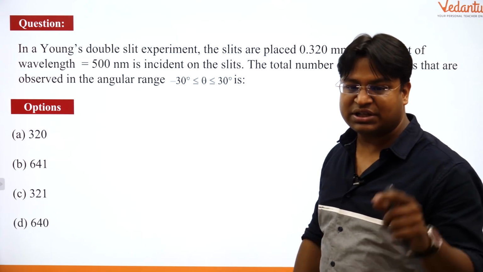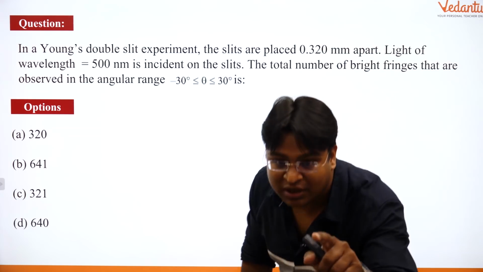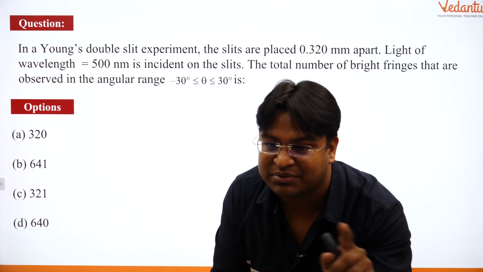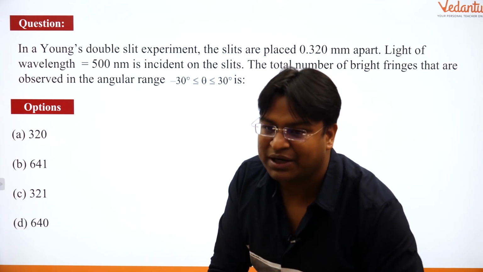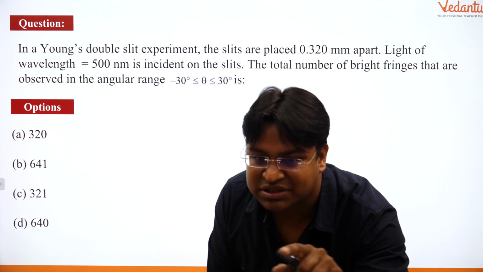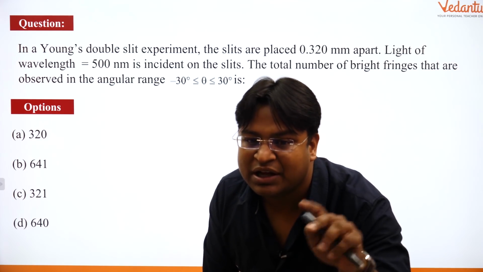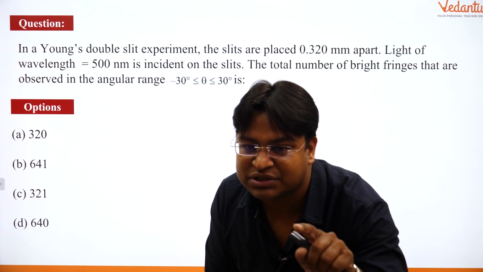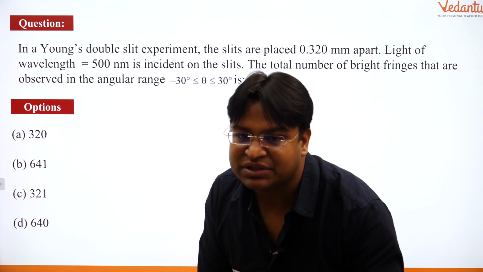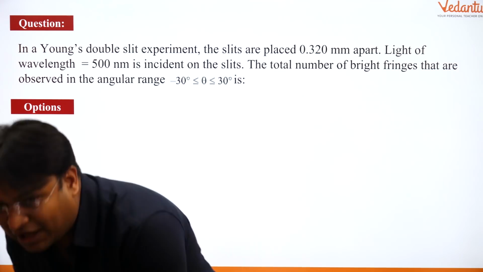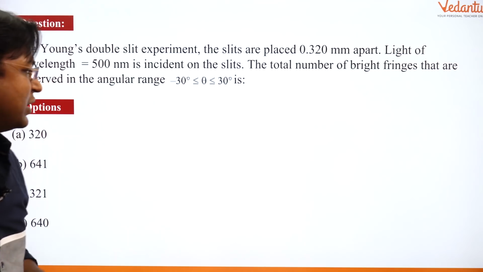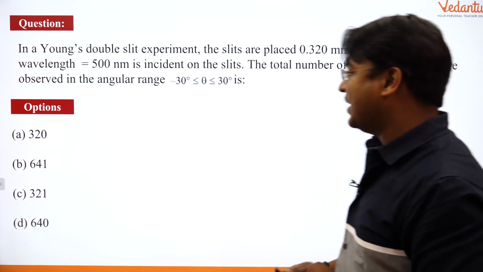The question says, in a Young's double slit experiment, the slits are placed some distance apart. I have just bent down a bit so that you can read the question. Light of wavelength this much is incident. The total number of bright fringes that are observed in the angular range. I want students who want to attempt this question to have a go at it.